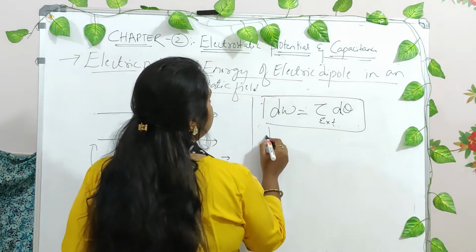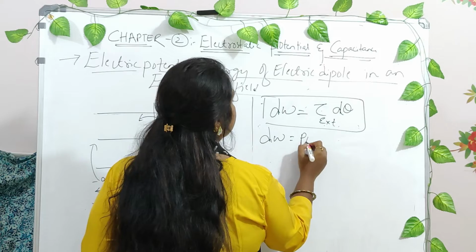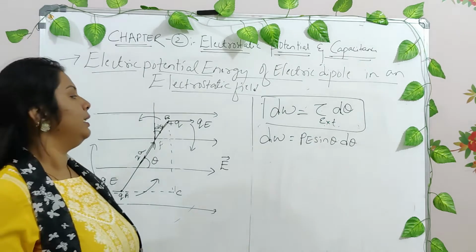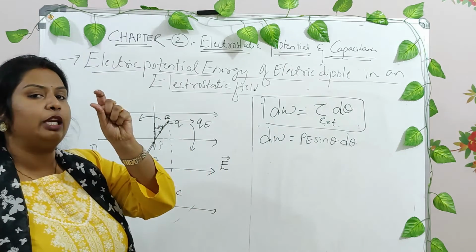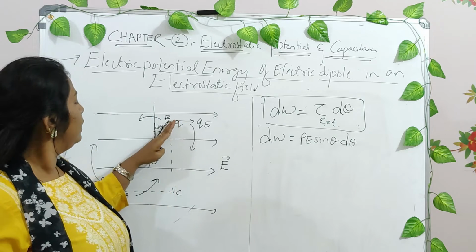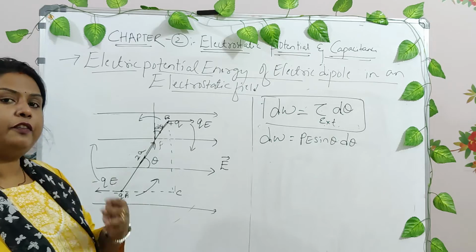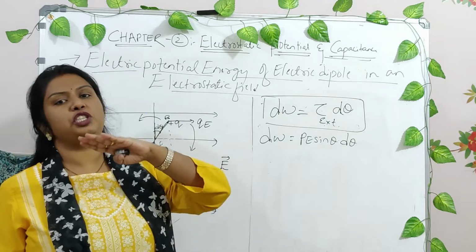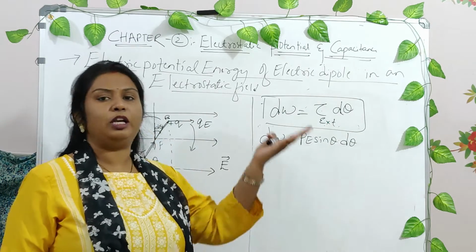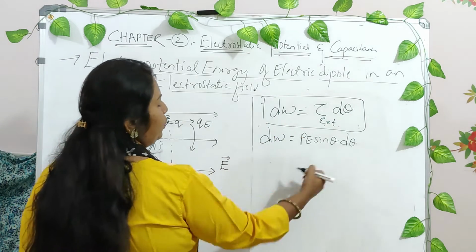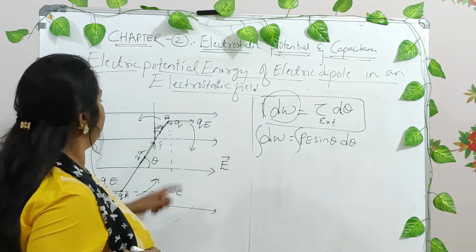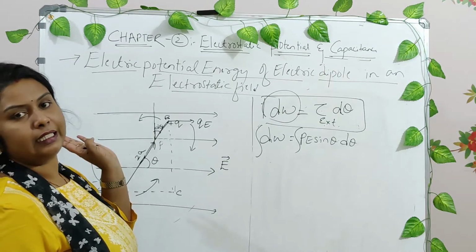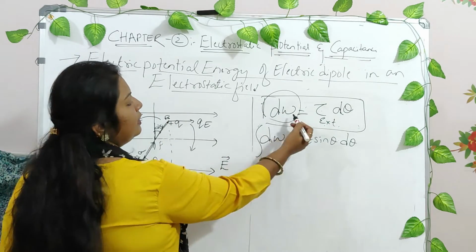Now substitute the value. dW is equal to tau external d theta. What is tau external? It is again pE sin theta, so dW = pE sin theta d theta. This is a very small value, the small work done in moving an electric dipole through d theta. What if you want to shift the position of the dipole from theta 1 to theta 2? Then you integrate the whole equation. This is for a small elementary value, that is d theta. If you want to know the movement from one angle to another angle, then you integrate this equation.